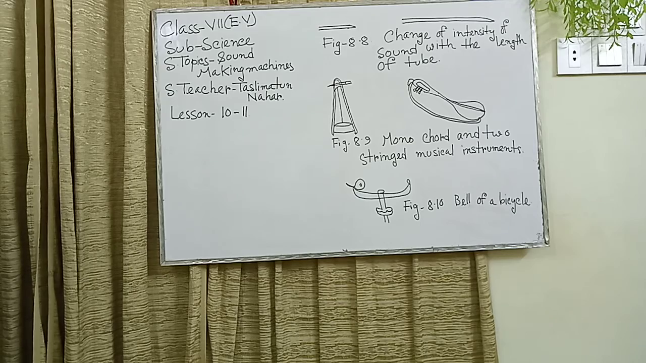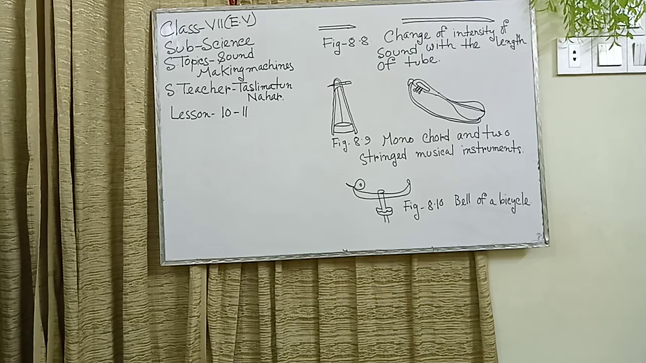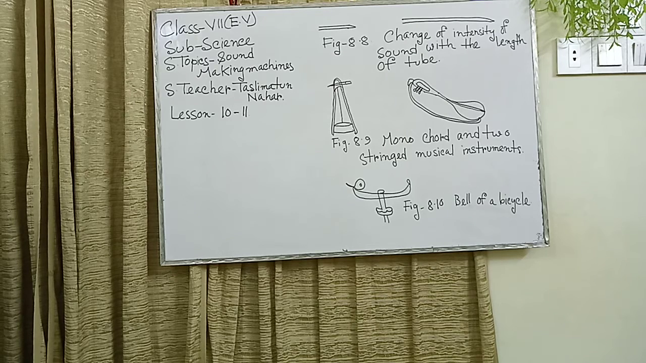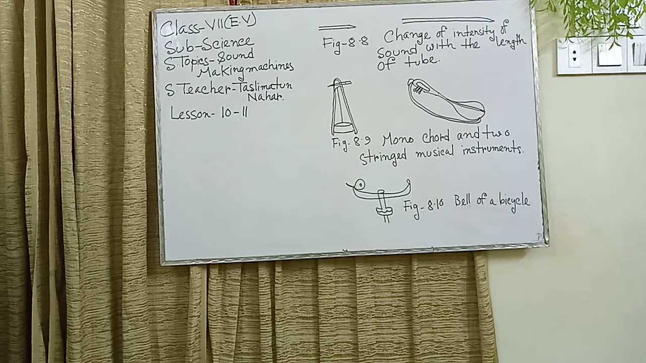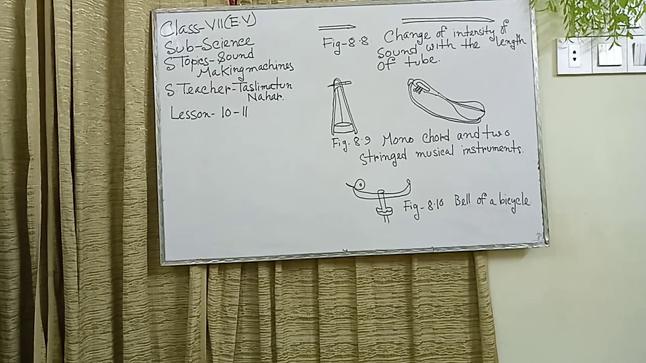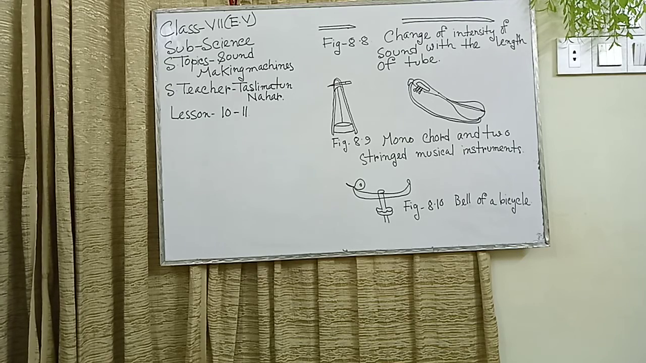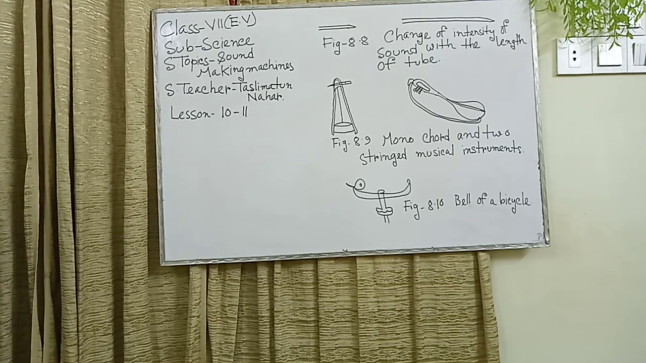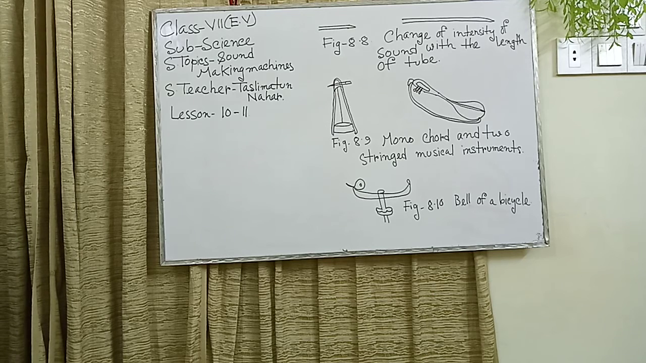Below 20 hertz frequency is called infrasound. Above 20,000 hertz frequency sound is called ultrasound. We also know the two types of sound, infrasound and ultrasound. Infrasound means below 20 hertz frequency, and ultrasound is above 20,000 hertz frequency. The velocity of sound is the highest in solids and the lowest in air.